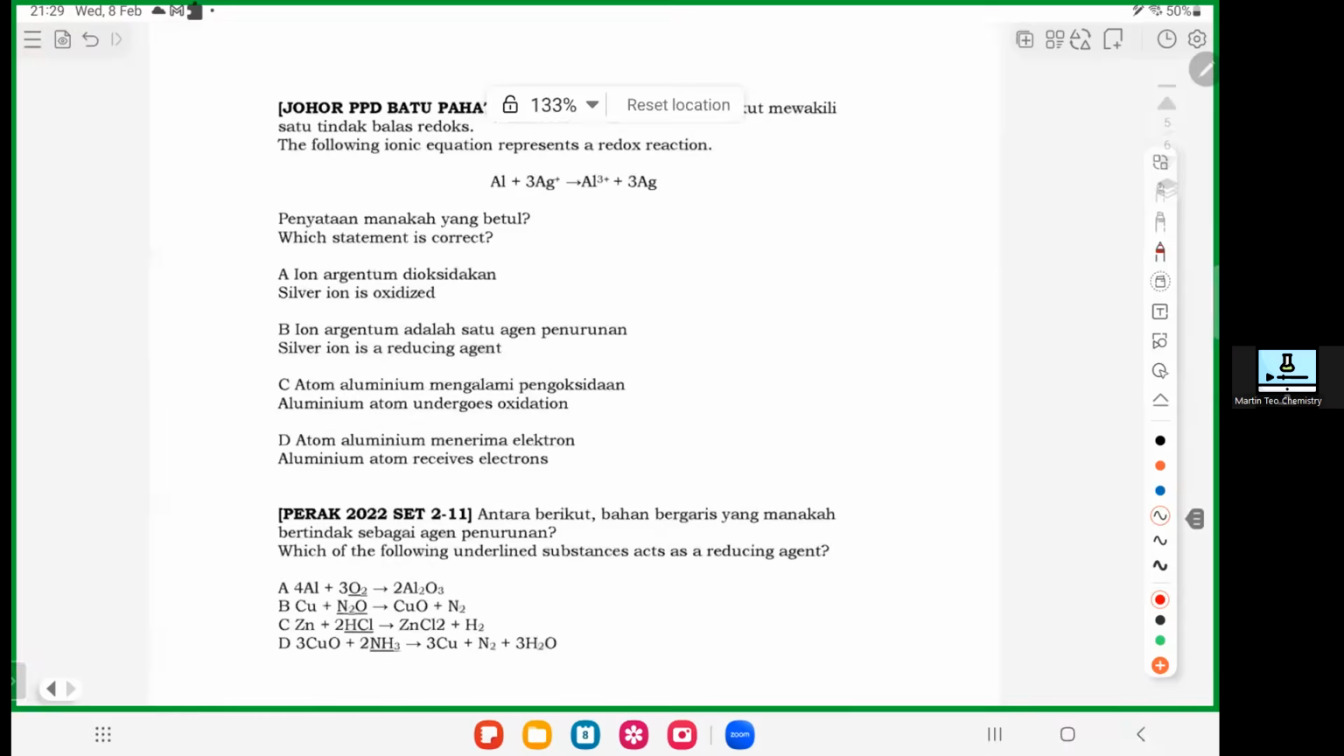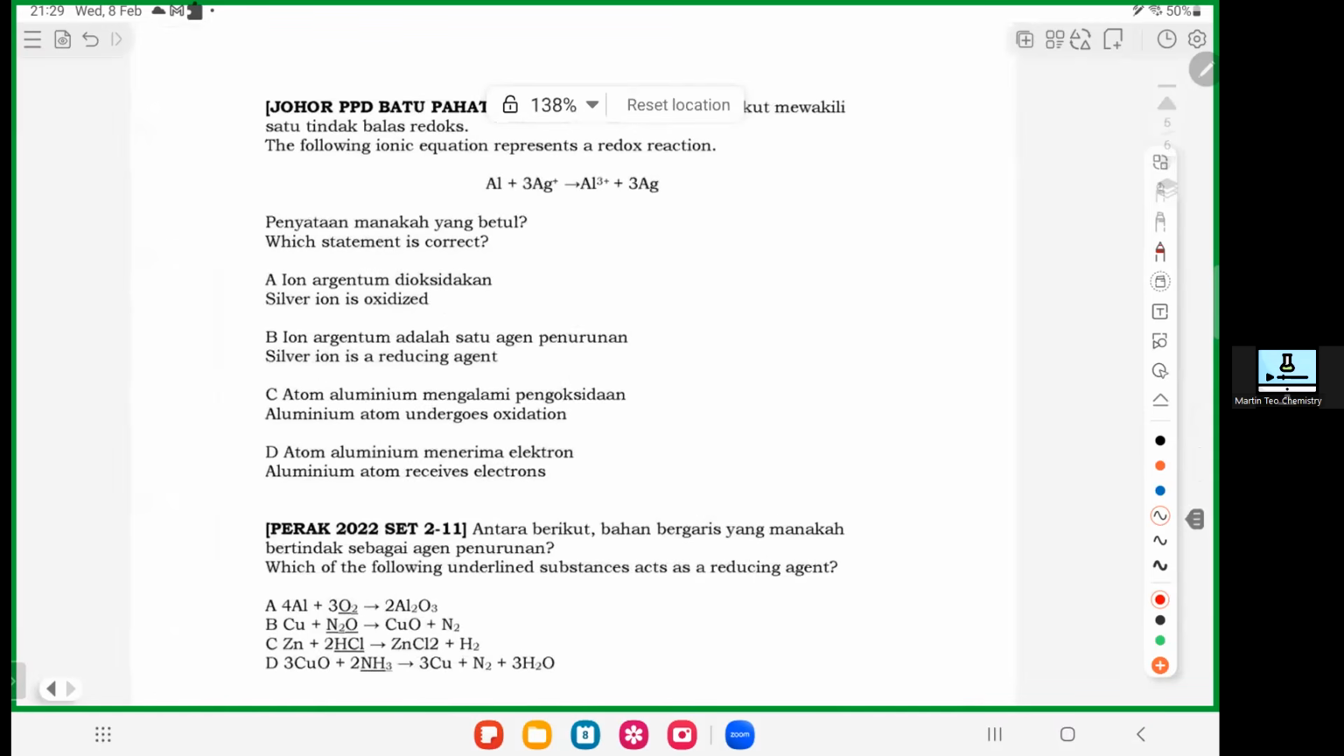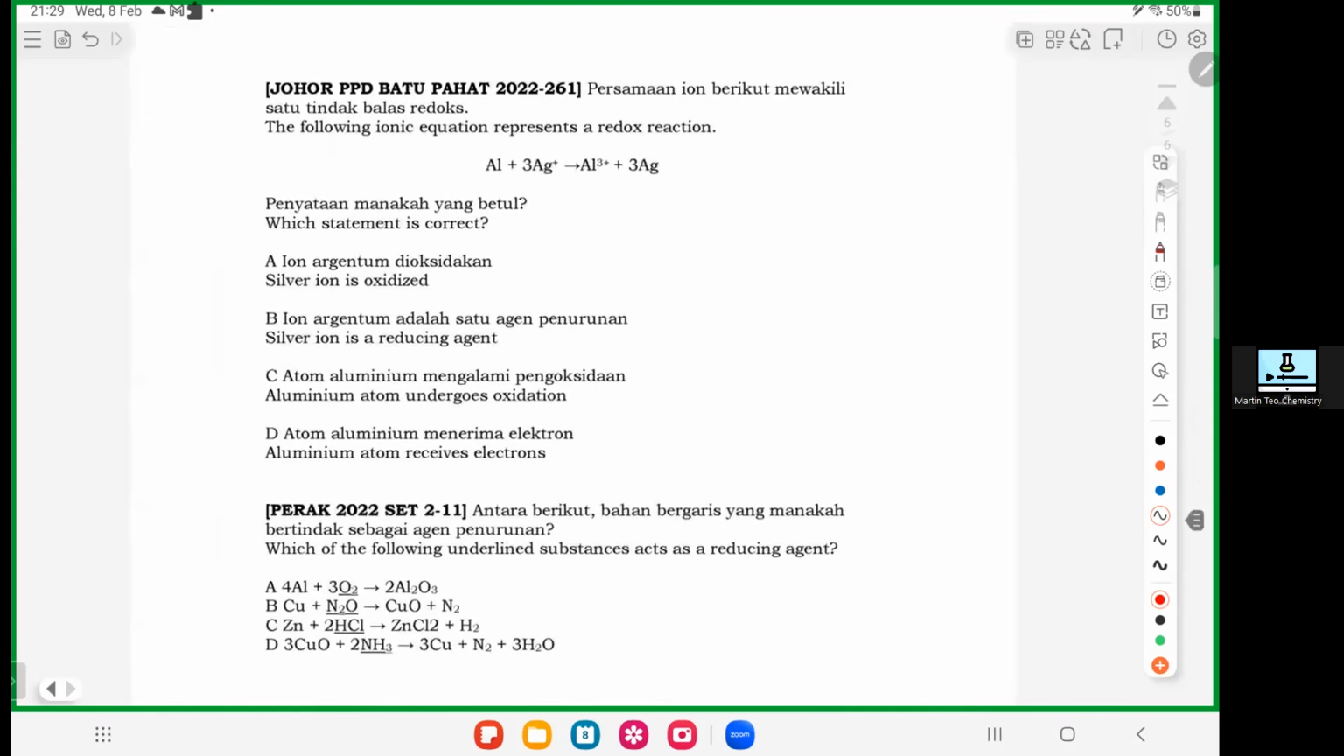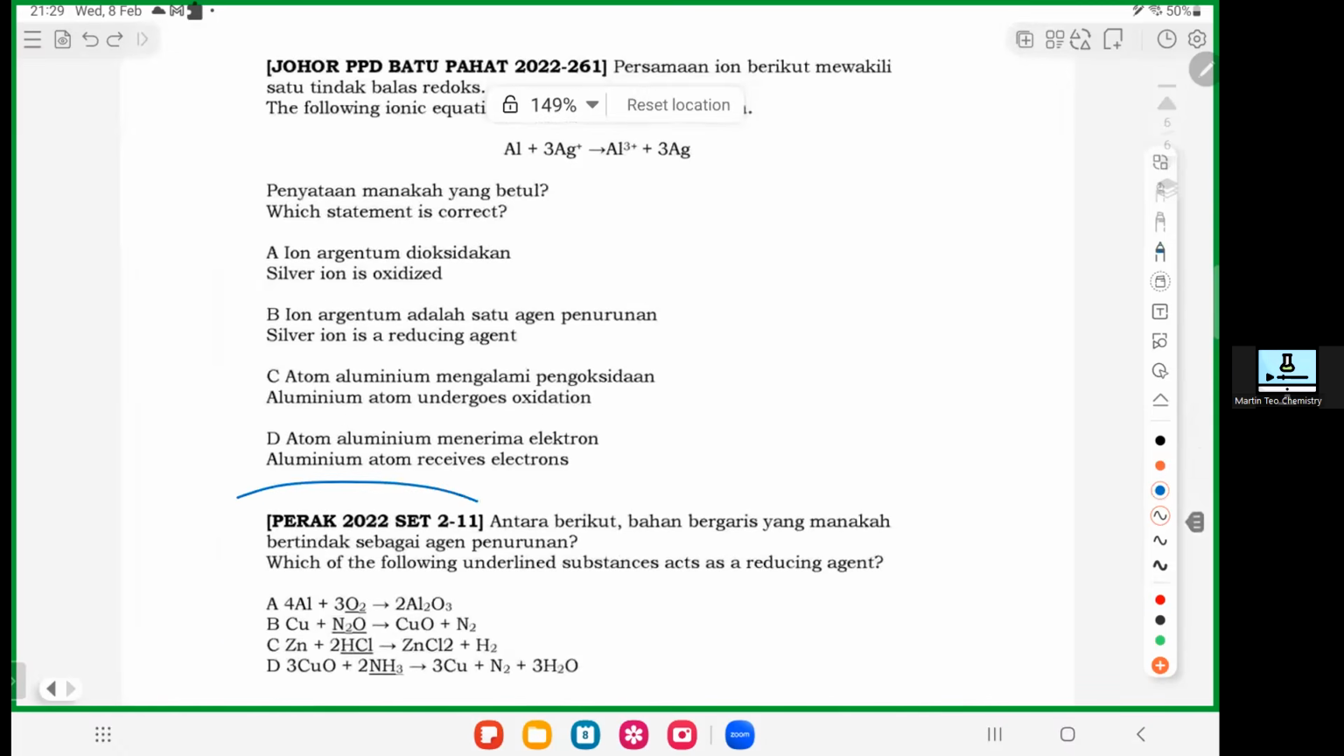Now I want you guys to try to do these two questions. This one is a Johor paper, and this question is from Perak. Try to do these two questions and type the answer in the chat box. You might take a little bit longer for this question, especially this one, because you have to try one by one, but just try first. If you have the answer, please type it in the chat box. For example, the first one is A, the second one is A, or first one B, second one C. If there is any question you don't know how to do, at least let me know.